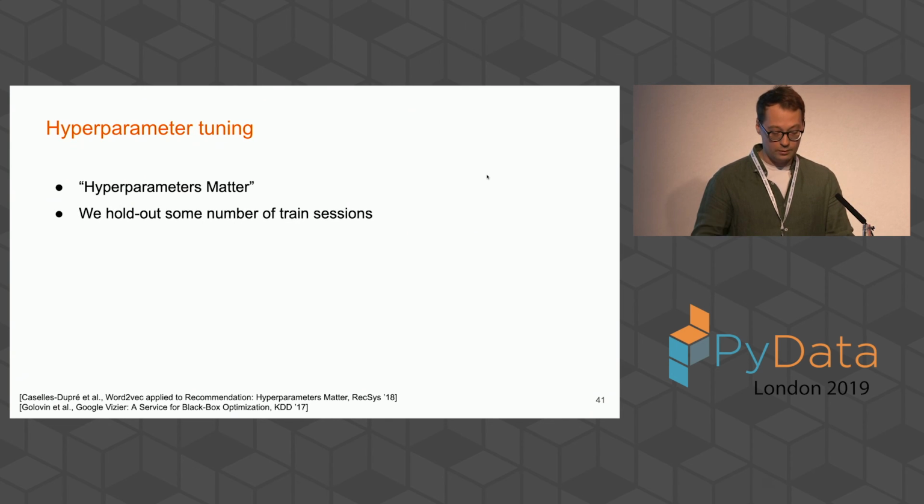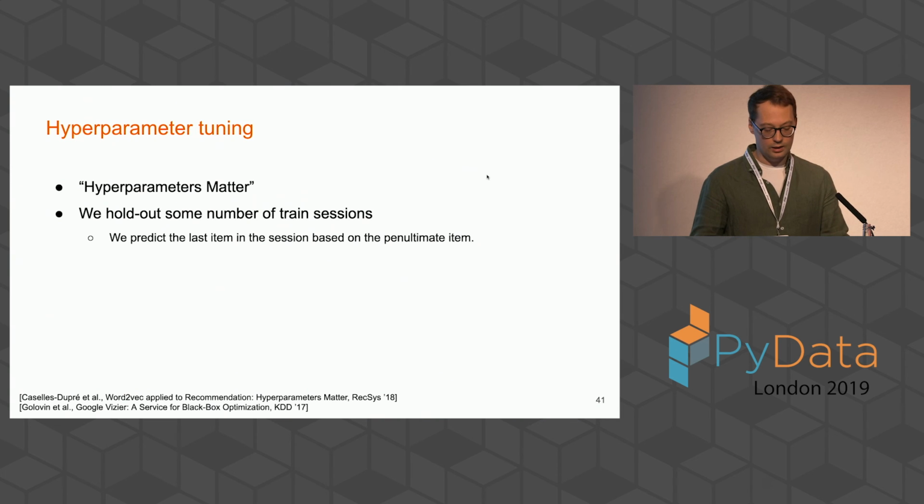We carried out this hyperparameter tuning process the following way. We simply held out some number of train sessions. We trained the model on the remaining part, and then we tried to predict the last item given the penultimate one from these holdout sessions. And we optimized the MRR at 25, which is the length of the shelf, aka carousel in our system.